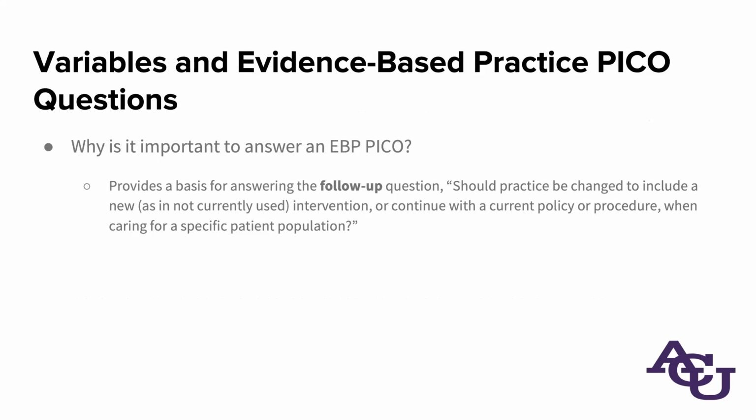So related to this, if we shift the conversation to the evidence-based practice PICO questions that you've been drafting in other classes, we are looking to answer this question in part because there's a follow-up question that you want to answer, which is, should whatever this practice is be changed to include a new, in this case meaning not currently used or used at the project site, intervention, or is it better to continue with the current policy or procedure with the specific population?